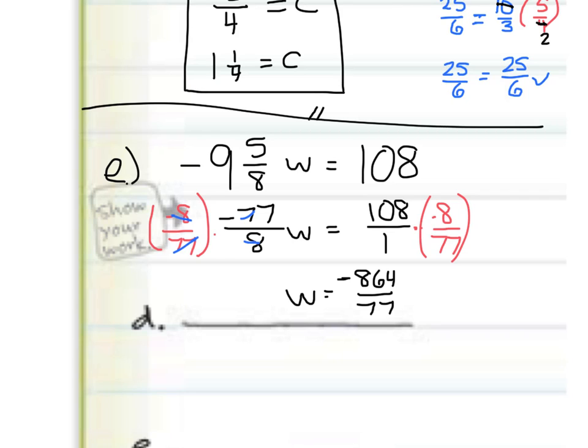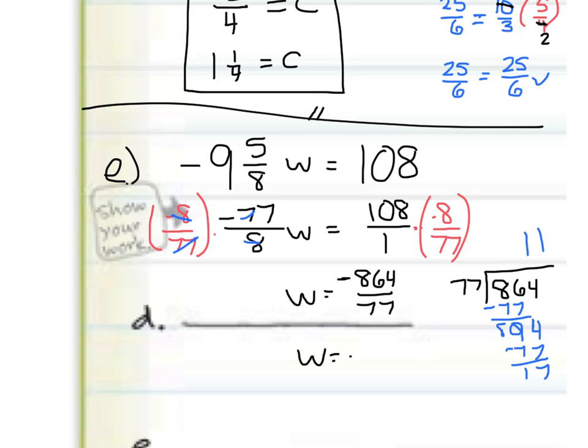And now to get this back into a mixed number, we can take our 864 and divide it by 77. 77 goes into 86 one time. Subtract that 77 and you get 9. Bring down your 4. Goes in another one time. Get the 77. Subtract here. You get 17. And so W also equals a negative 11 and 17 77ths.